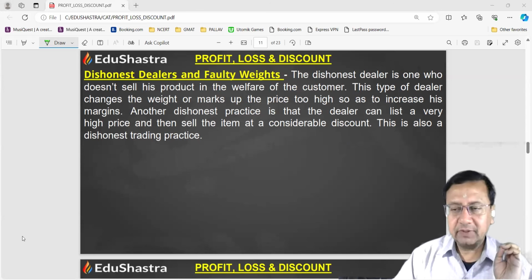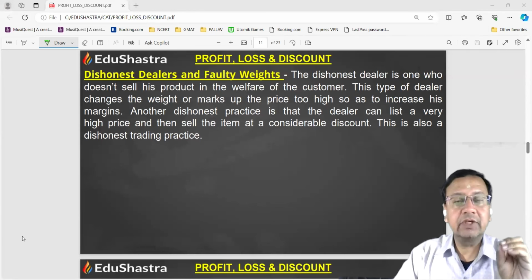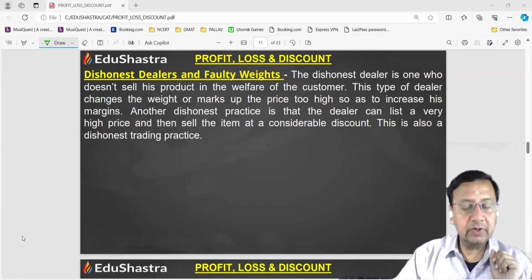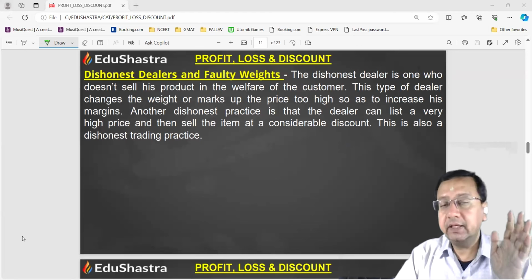So sometimes the shopkeeper is giving you some product and you're paying as per the reading which is there on the machine, right? So this says what? The shopkeeper's machine is showing 900 grams.